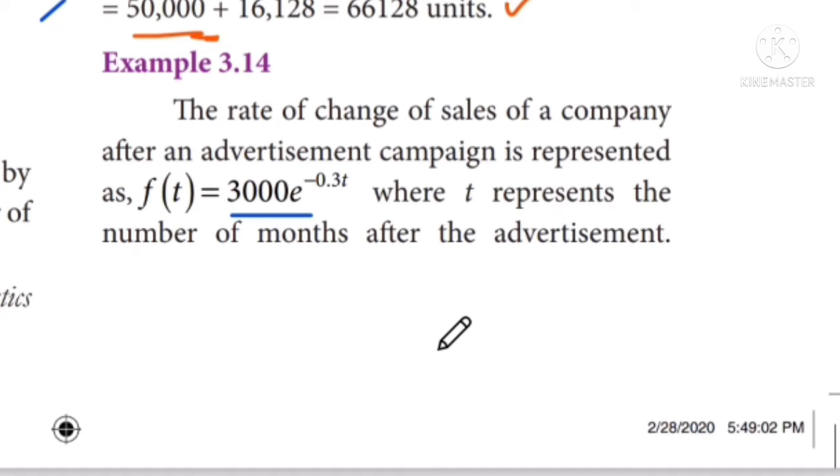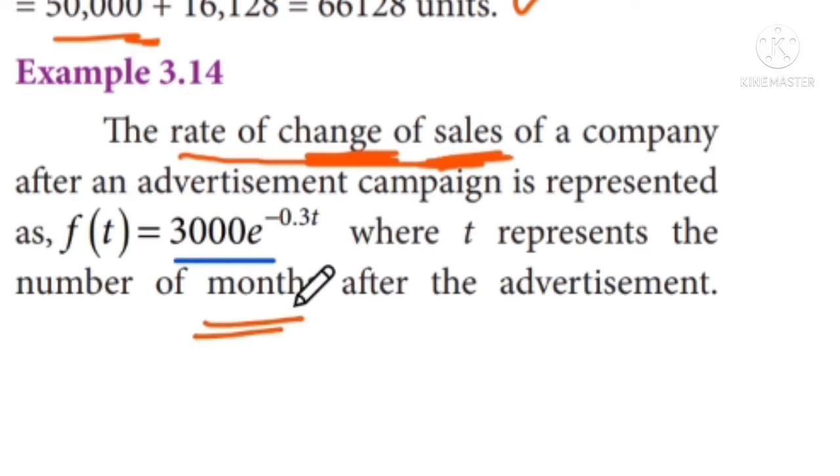Example 3.14. The rate of change of sales of a company after an advertisement campaign. Again, rate of change, it's not rate of interest. What is changing here? Sales. Sales is changing after the advertisement campaign. It is given as a function where t represents the number of months. So it is changing with respect to time.